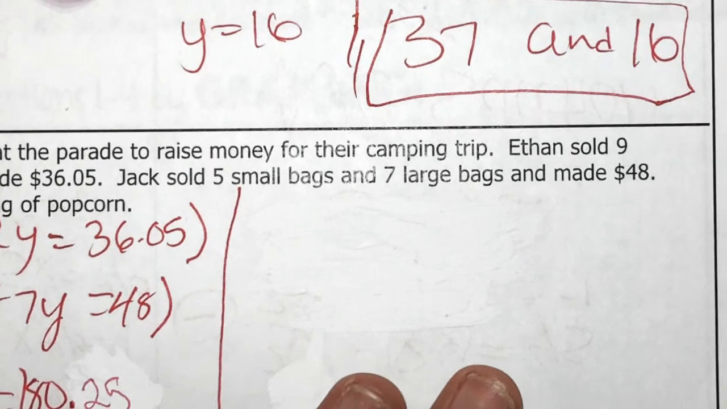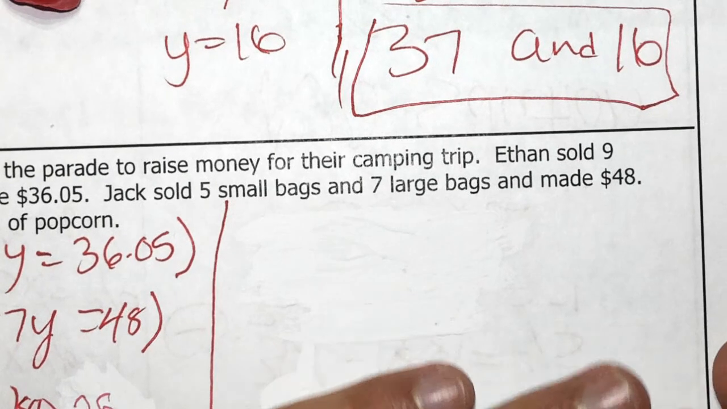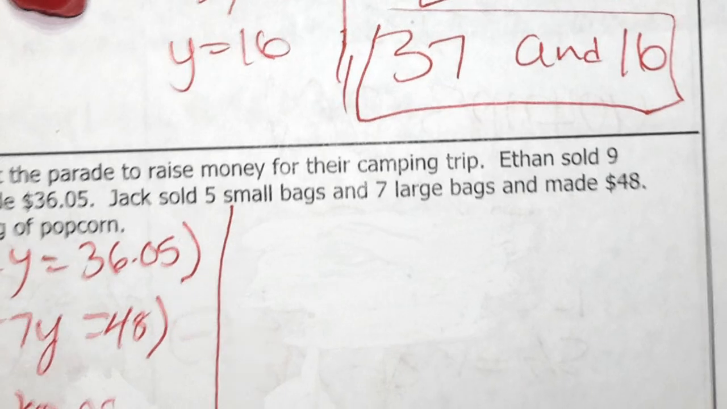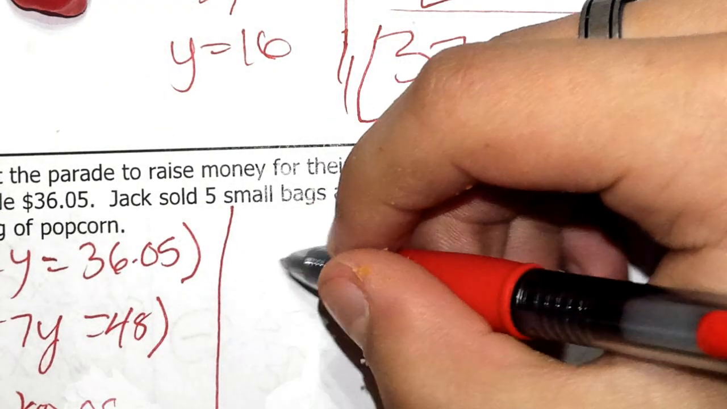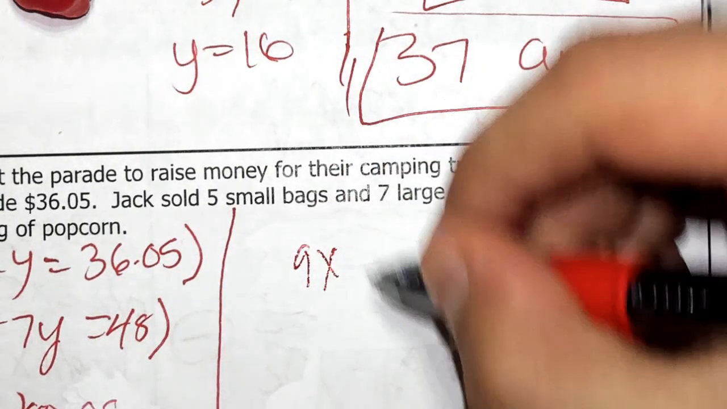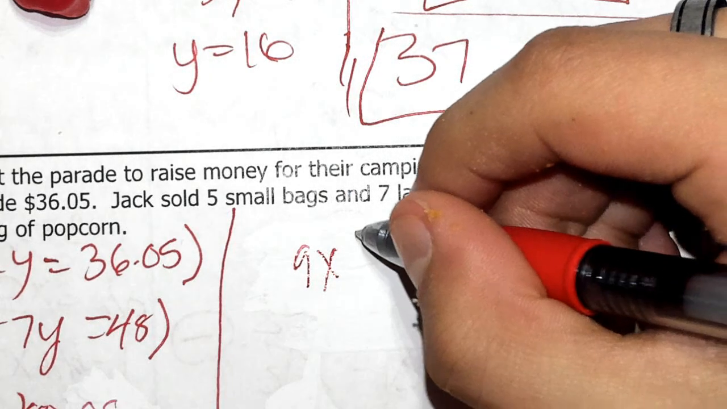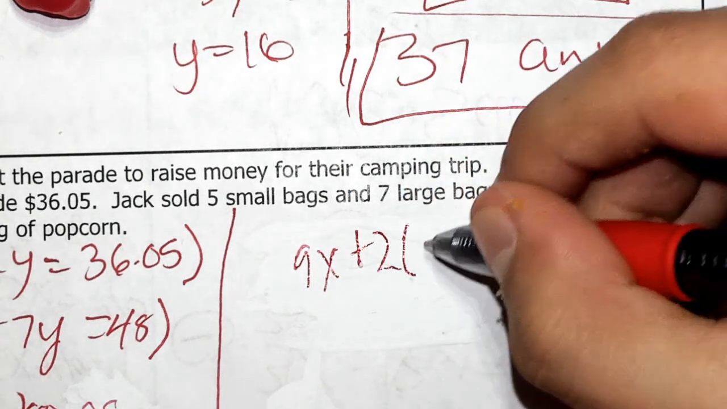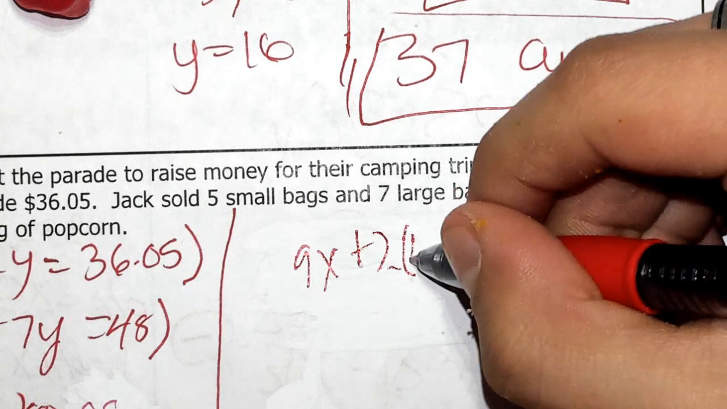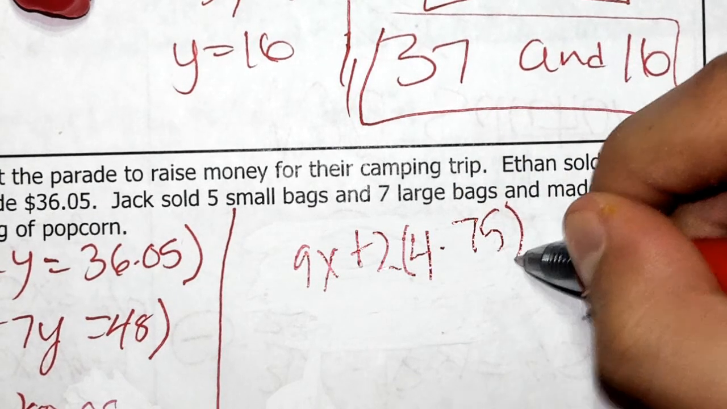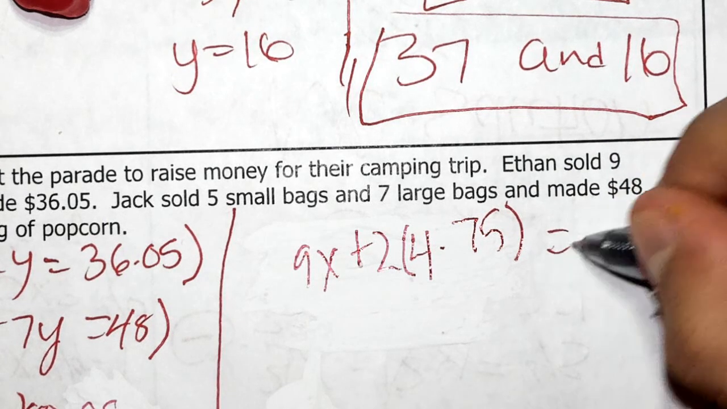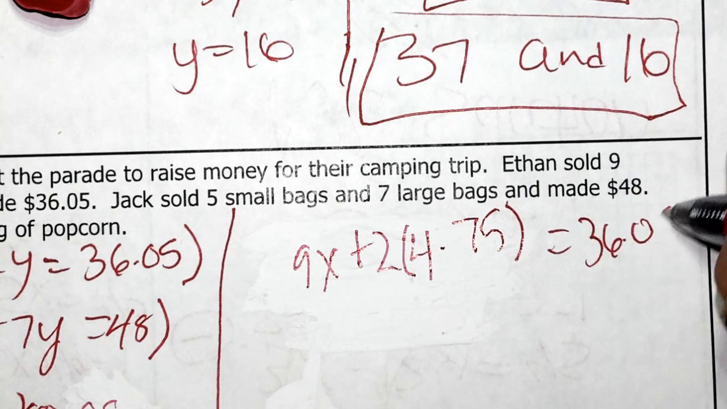Don't want you guys seeing the answers quite yet. So, let's try this again. 9x, let's substitute in, plus 2 times 4.75, equals 36.05.